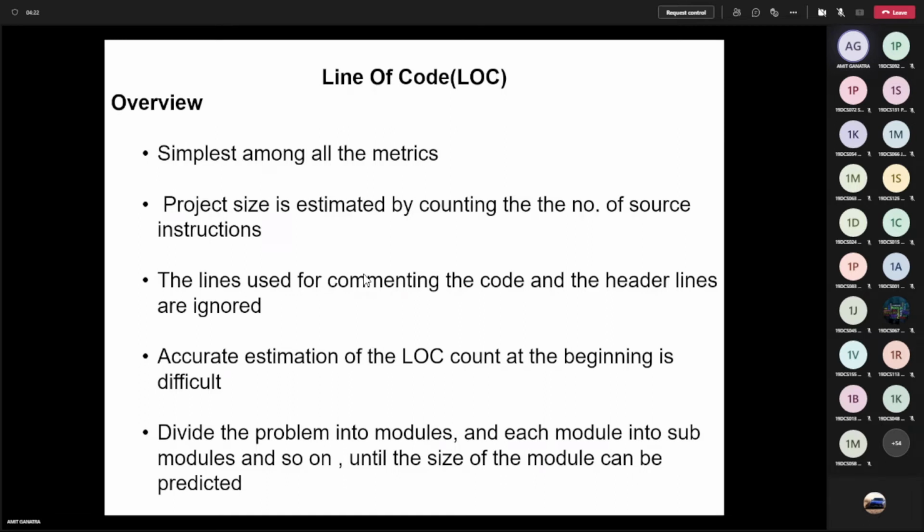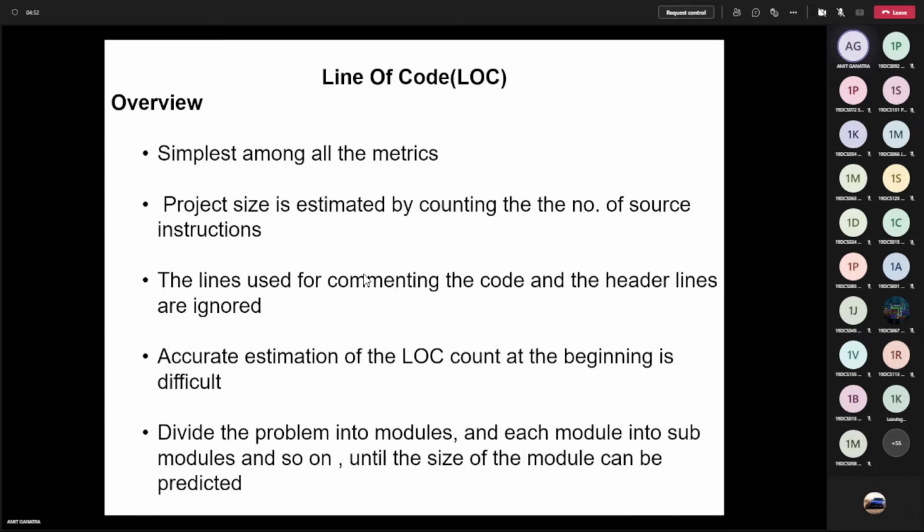So even if the word is line of code, we have to count the number of source instructions. It means how many instructions you have written. So please remember, either you call it the number of instructions or code. Here we consider the number of instructions which are written in one line. If you have written 3 instructions, then it is 3 LOC. And we have to exclude or ignore the lines which we have used for commenting and the header lines, right? This we are not counting. Only effective lines of code or logical lines of code. So commenting lines we have to ignore.